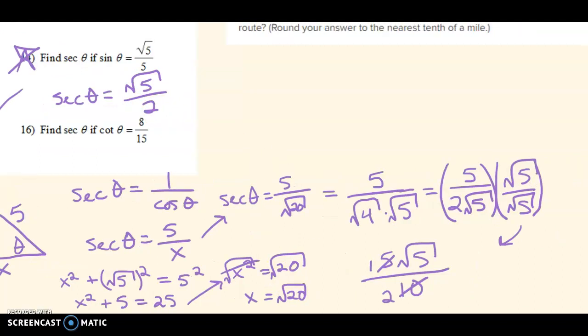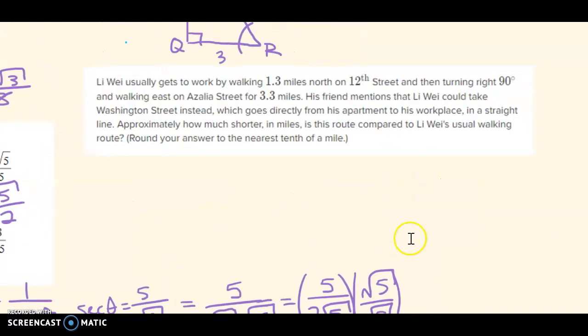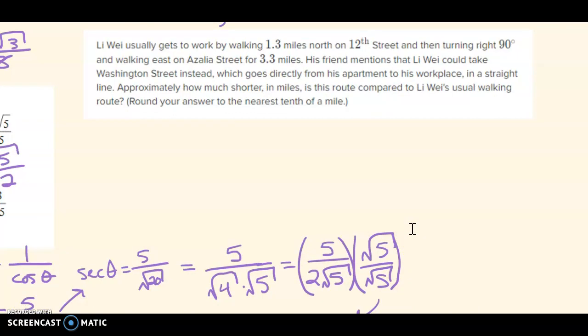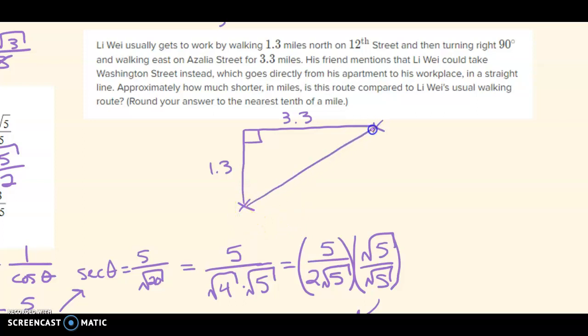Okay, last question. So, we are walking to work by walking 1.3 miles north and then turning right 90 degrees and walking east for 3.3 miles. Our friend tells us that we could take Washington Street instead, which goes directly from our apartment to our workplace in a straight line. The question here is approximately how much shorter in miles is this new route compared to our original walking route?